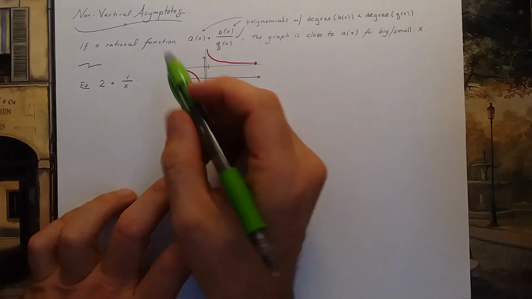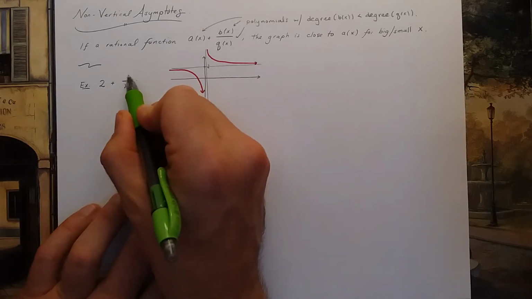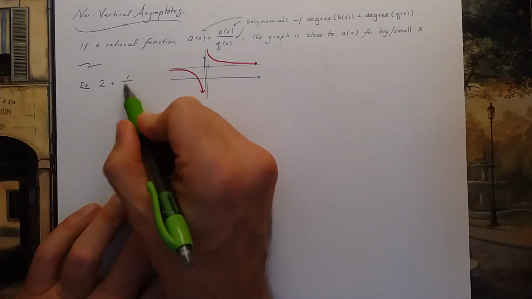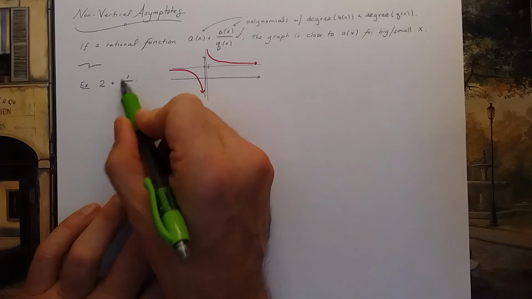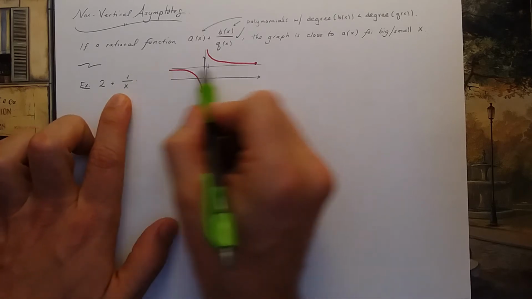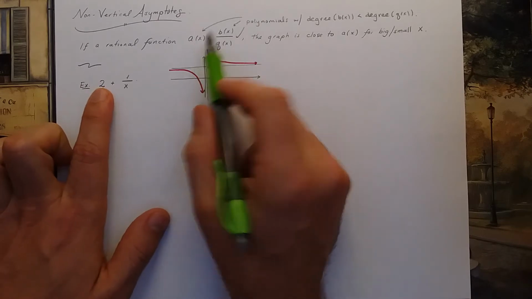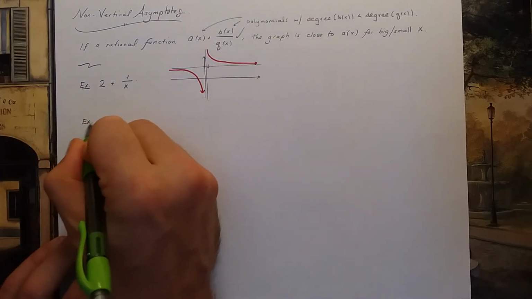The reason why this works is because if you stick in a very big number for x, then 1 over x is insignificant. It's like 1 over 1,000,000 or 1 over 1,000,000,000. This number isn't very big at all for large values of x. So the behavior of the graph is greatly influenced by this a(x) function, or the 2. Let's see a few more examples.